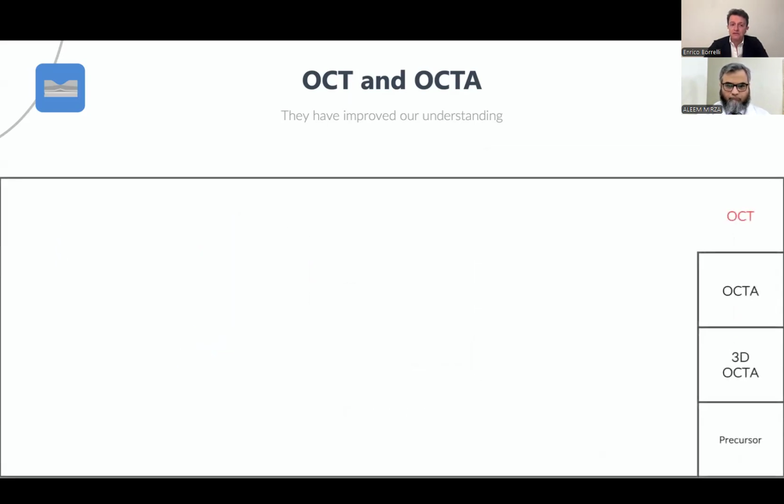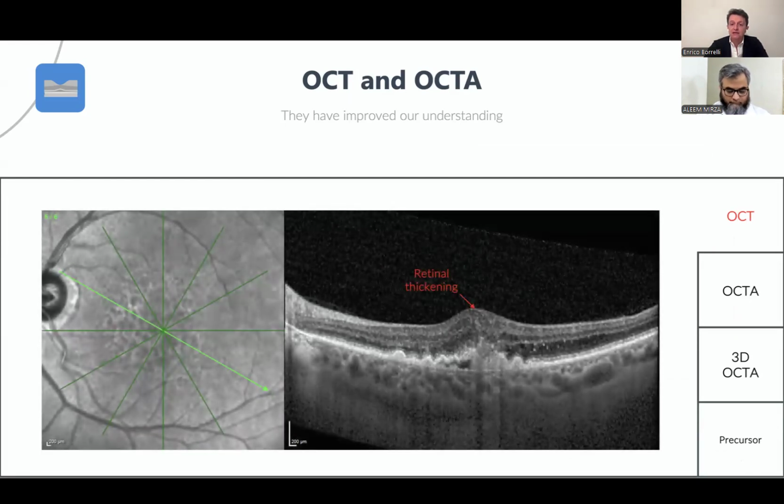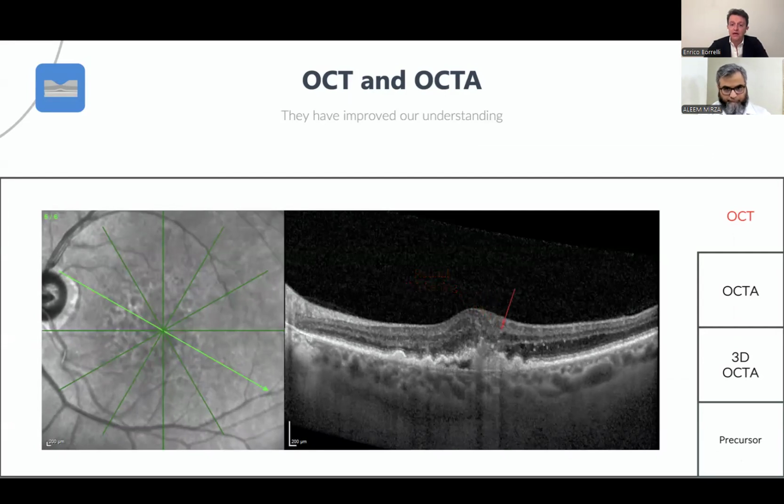In the presence of type 3 macular neovascularization, structural OCT usually demonstrates a retinal thickening with associated intraretinal fluid and an intraretinal hyperreflective lesion, with also a deflection of the outer plexiform layer. And also a drusenoid PED or also a serous PED may be associated in these cases.